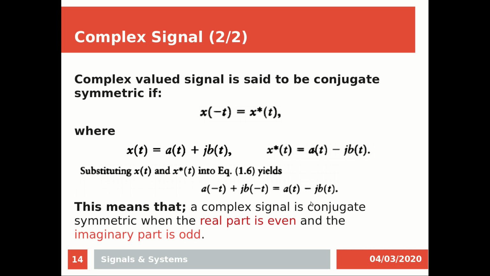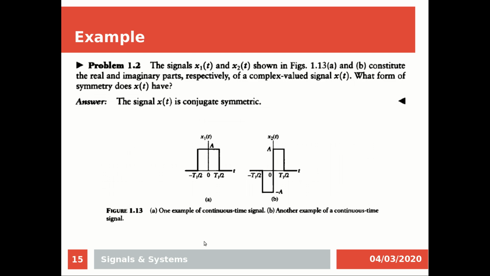So this means that for the conjugate symmetric signal, the real part is supposed to be even, and the imaginary part, because it has a minus from outside, changes to be an odd signal. So the real part of the signal is even and the imaginary part of the signal is odd, then I will call this signal conjugate symmetric.